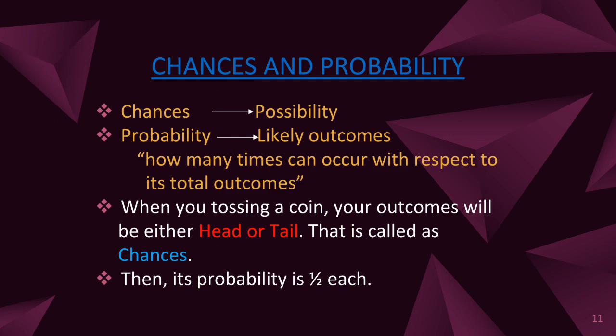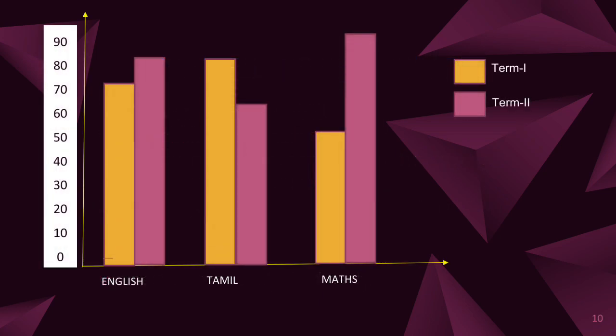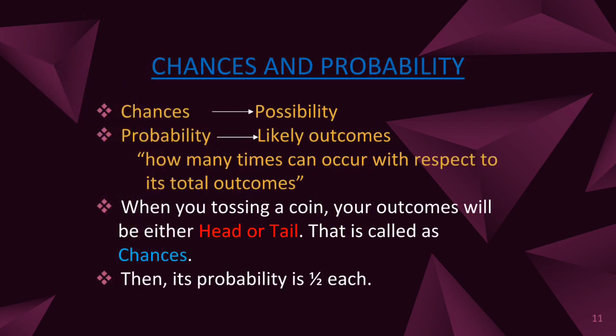I repeat, chances means possibility. Probability means how many times it is possible. For dice, you are having 6 numbers. So, each probability value is 1 by 6. For getting 2, 1 by 6. For getting 4, 1 by 6. Like that. For getting head, totally 2 outcomes. So, 1 by 2. For tail, 1 by 2. I hope you could understand it.